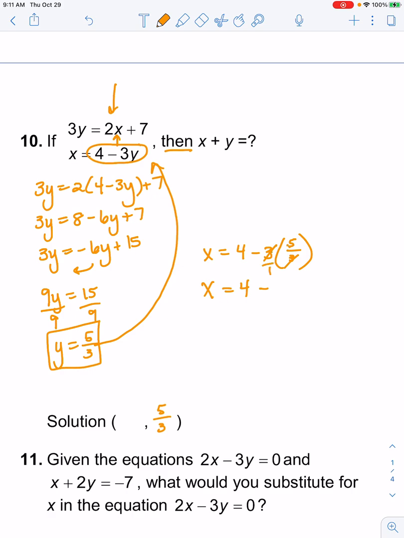3 times 5 is 15. 3 times 1 is 3. 15 over 3 is 5. So then x equals 4 minus 5, which is negative 1. Okay, now here's where the problem is not finished.